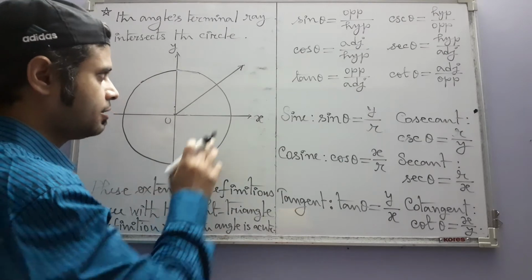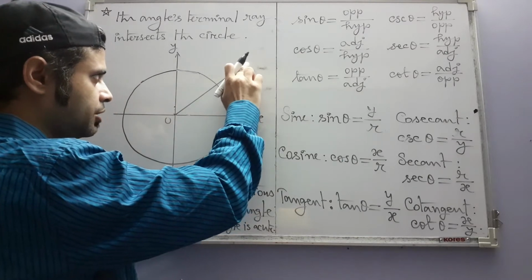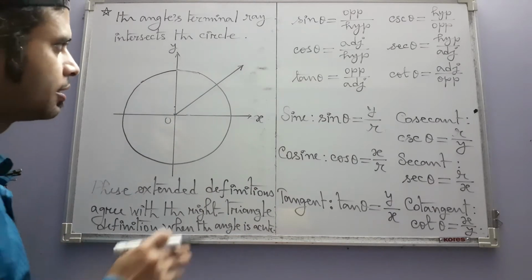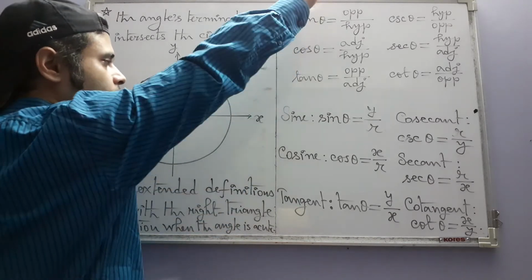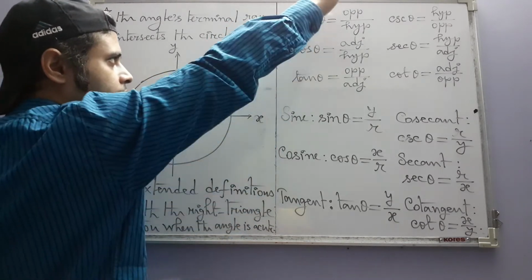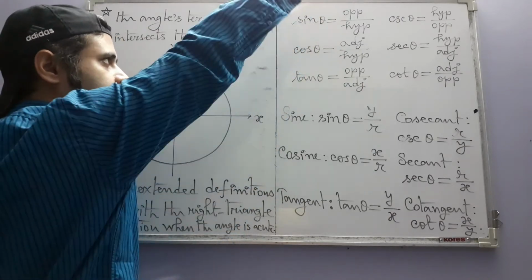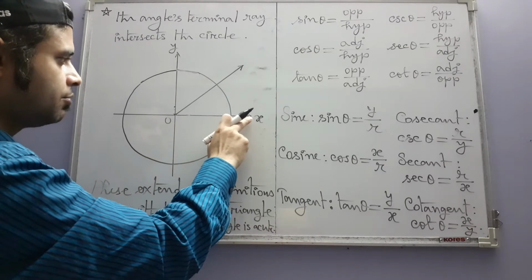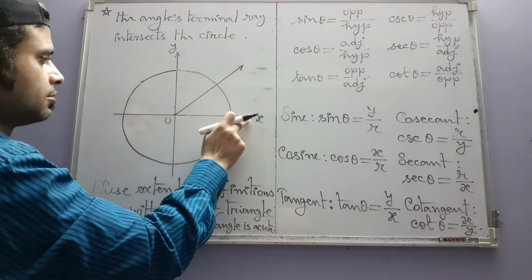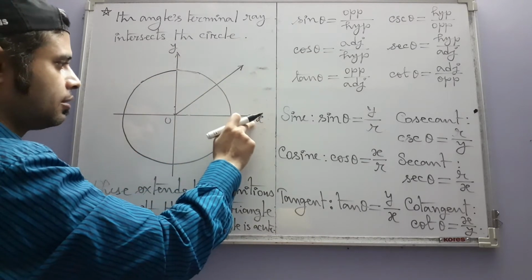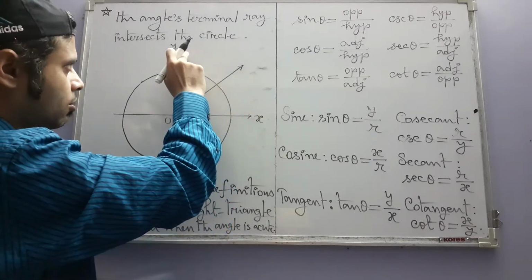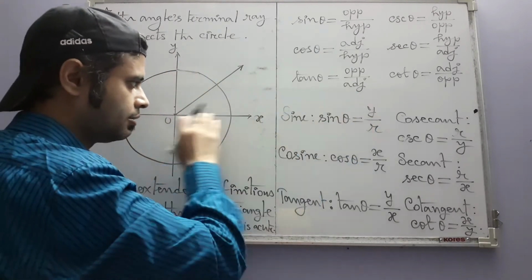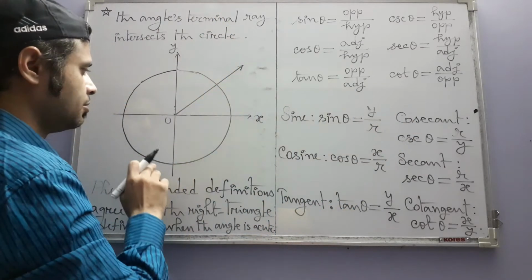Because it's a ray, we are putting an arrowhead here in order to indicate the fact that it goes on, there is no end to it. It extends like this without any bound, and that's why we put these arrowheads here on the x-axis and y-axis also, just to represent the fact that they extend without any bound.